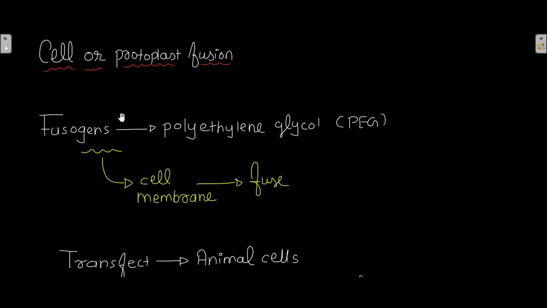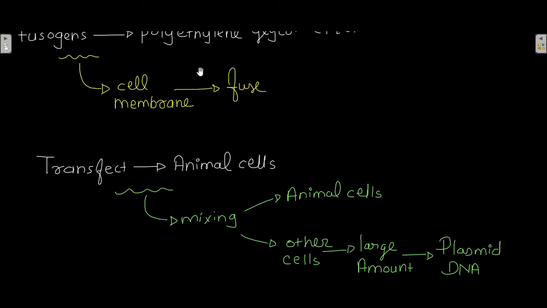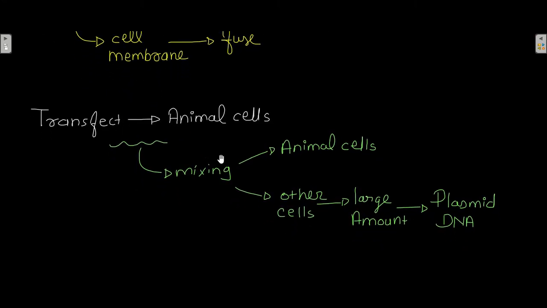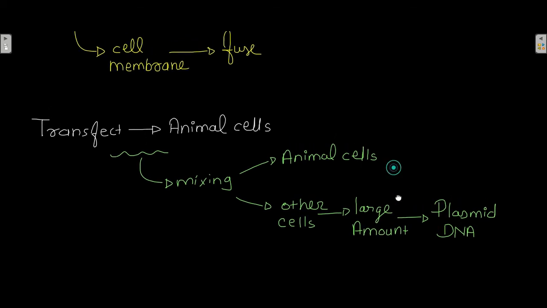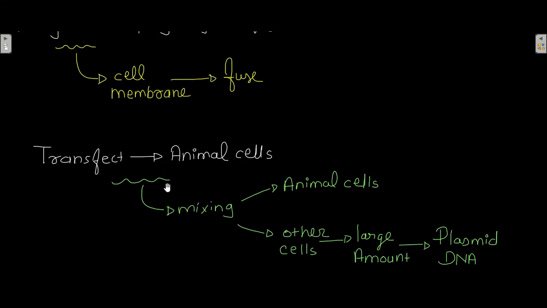Now let's discuss cell or protoplast fusion. There are certain chemicals which are known as fusogens, such as polyethylene glycol, abbreviated as PEG, and these chemicals cause the cell membranes to fuse. This phenomenon can be exploited to transfect animal cells by mixing the animal cells with other cells that have a large amount of plasmid DNA. You can prepare a mixture in which there are animal cells and other cells which have a large amount of plasmid DNA, and you can introduce these fusogens into that mixture, and that will lead to the fusion of the membrane of the animal cell with these other cells, and that is how the plasmid DNA will be introduced into the animal cell.